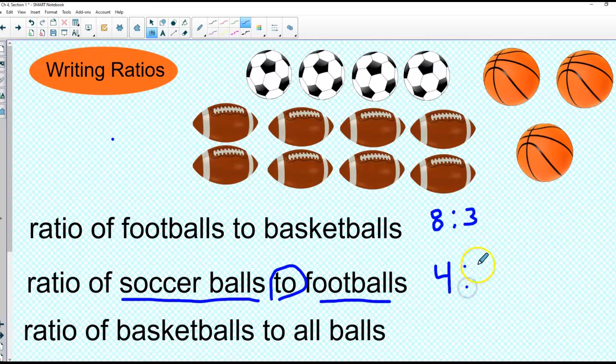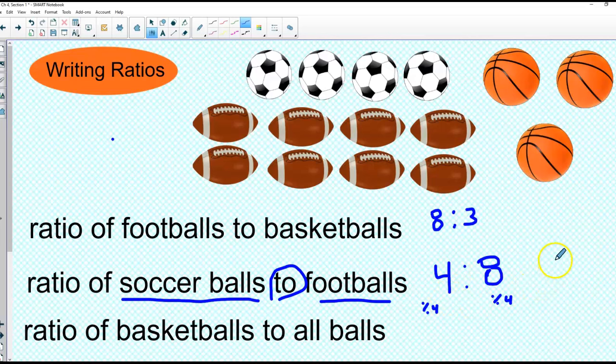Footballs is 8. Now, this is one that I believe we can reduce. So if you were asked to reduce this, I would need to find a number that goes into 4 and 8. Well, we could do 2 because it's even, but I think a bigger number that goes into both is 4. So we should be able to divide both of these by 4 to reduce this ratio.